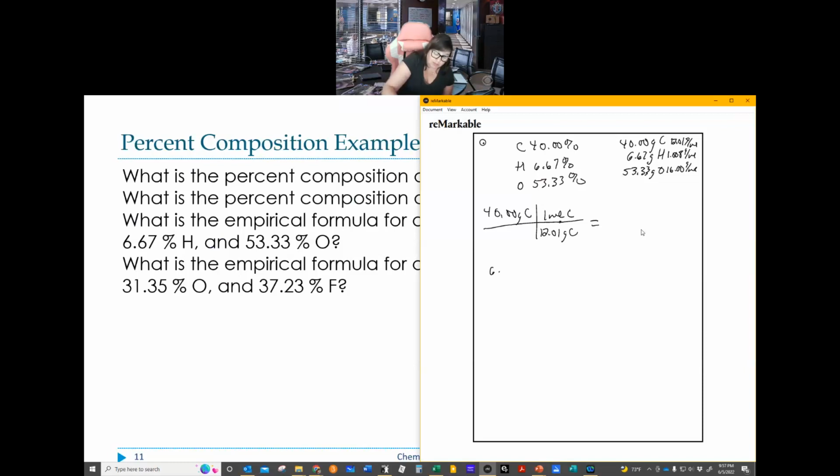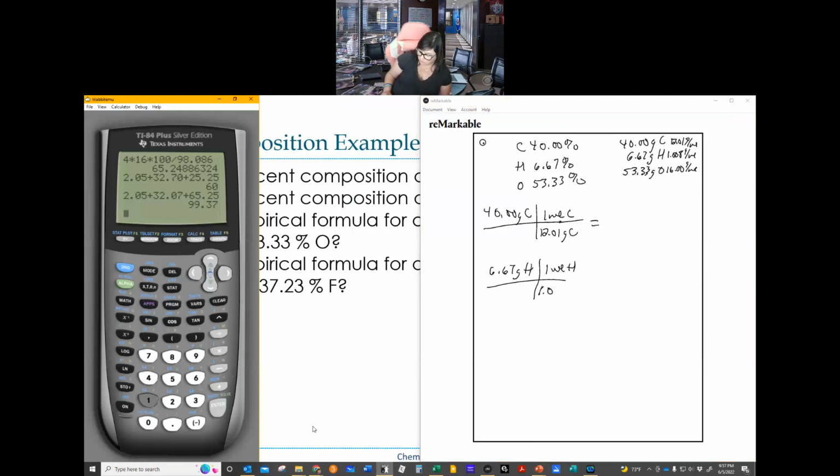I also have 6.67 grams of hydrogen. 1 mole of hydrogen is 1.008 times 2, which is 2.016 grams. I'm not very good at these things.